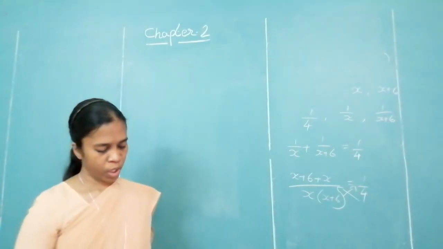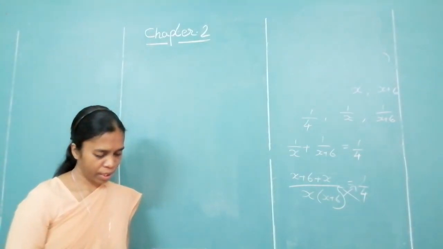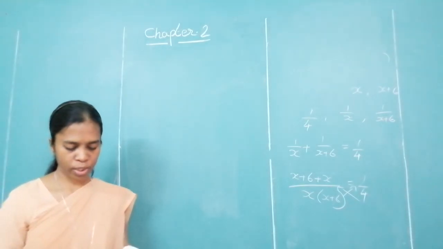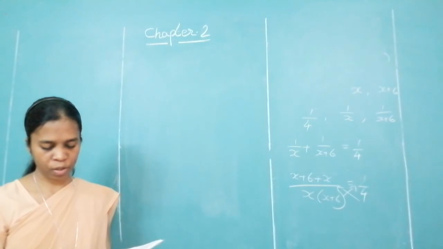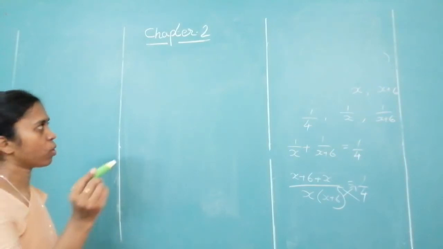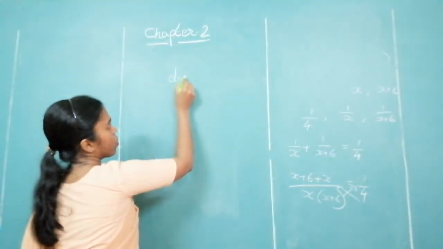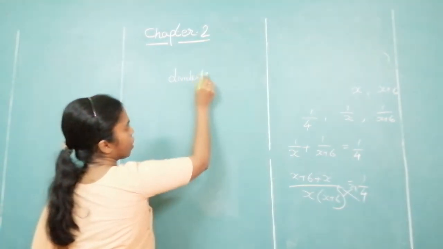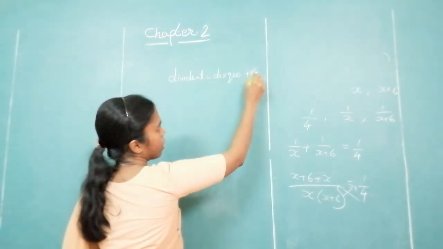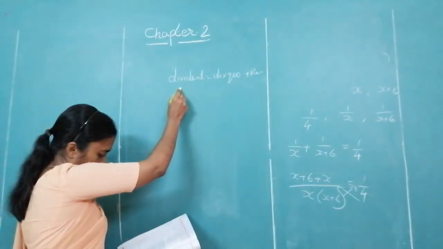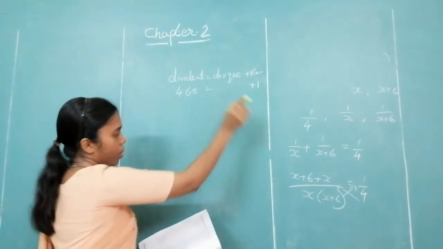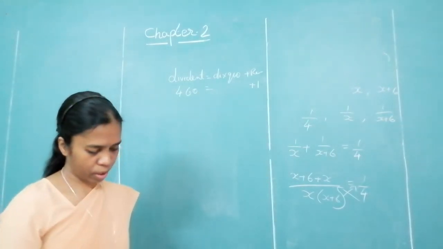Question number 9. If 460 is divided by a natural number, the quotient is 6 more than 5 times the divisor, and the remainder is 1. Okay, you have a dividend. Now, you know that the dividend is equal to divisor multiplied by quotient plus the remainder. Dividend is given to you as 460. Remainder is 1. Now, you don't know the divisor and the quotient. That is what you have to find out.